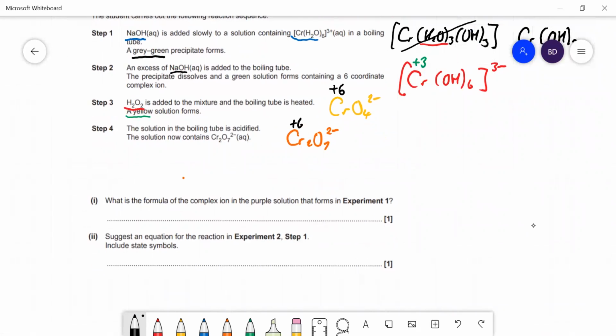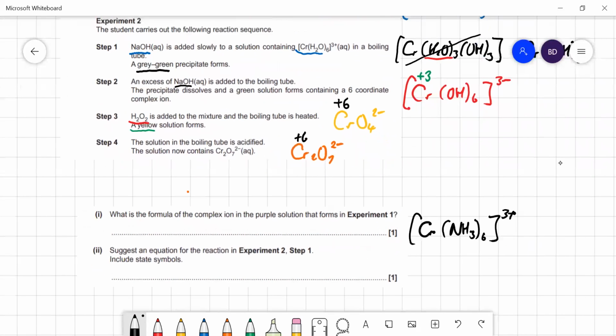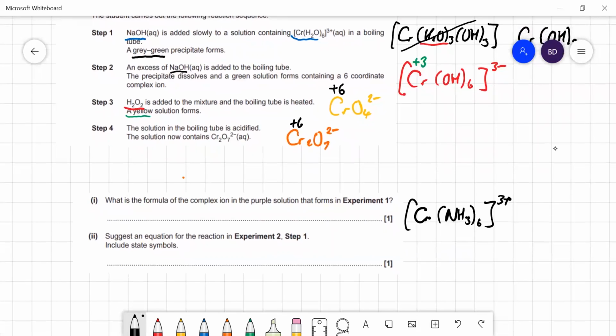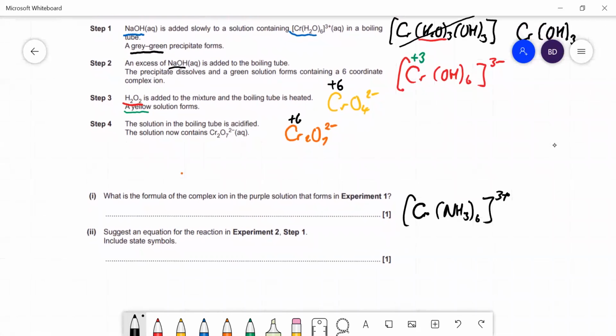The formula of the complex ion, the purple solution, is Cr(NH3)6, and it's going to have a 3 plus charge. An equation for the reaction in experiment 2. That is when you add excess sodium hydroxide to the precipitate. So we could write that down as chromium hydroxide. Sorry, that's going to be solid, isn't it?